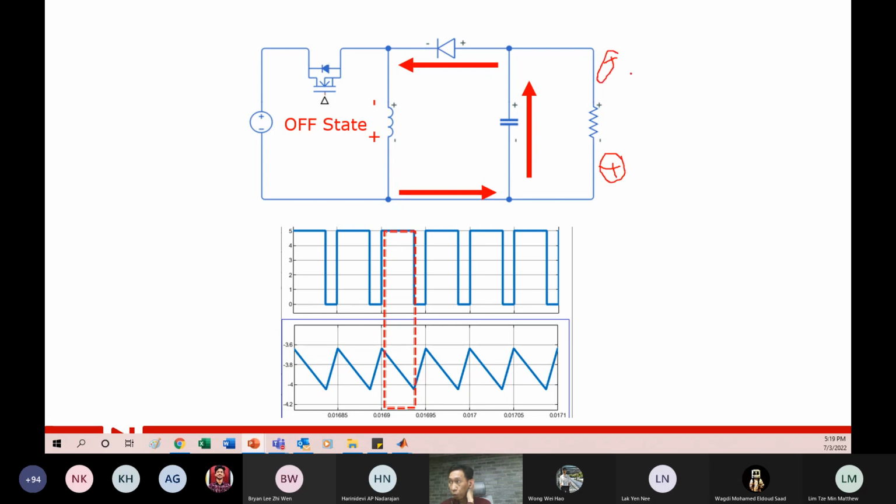Now, for the buck and boost, the polarity is always plus on top, minus at the bottom. But for buck-boost, it is opposite. So make sure that when you want to connect to the load, you have to know that the polarity is changed for a buck-boost converter.